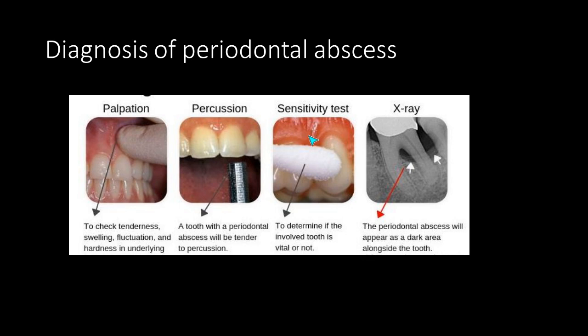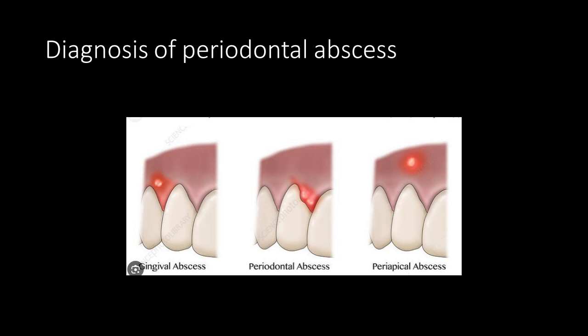Second is percussion. Is the tooth tender on percussion or non-tender on percussion? Is there pain or is there no pain? Is the tooth vital or not? In case of periapical abscess, many times the tooth is non-vital because of necrosis of the dental pulp. Radiographically, how do we detect abscesses? It is detected as a radiolucent area. Of course, here we have it in the furcation area. It could be anywhere along the periodontal pocket.